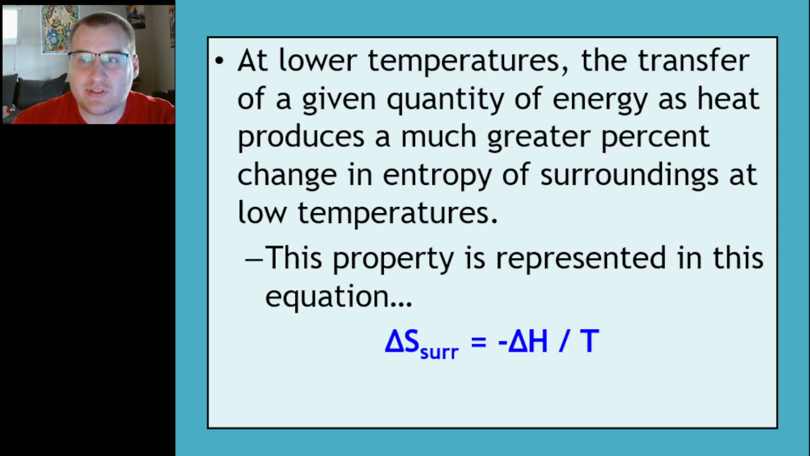At lower temperatures, the transfer of a given quantity of energy as heat produces a much greater percent change in the entropy of the surroundings. This property is represented by this equation. You can write this down. It's not something we're really going to have to solve. This is all just to help us understand this conceptual idea. Basically, this is to help us understand that entropy relies on temperature, which we'll get to later when we talk about our next equation.